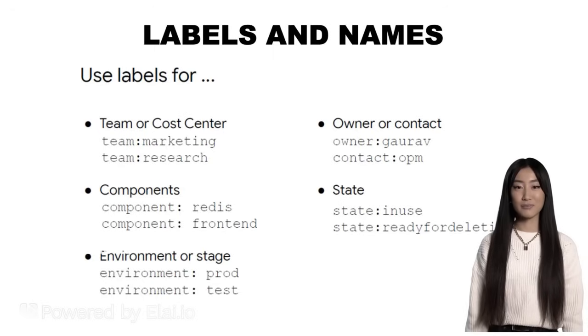You can also use labels to distinguish components. For example, Component Redis, Component Frontend. Again, it is possible to label according to the environment or the stage. You should also consider using labels to define an owner or primary contact for a resource. For example, Owner Gaurav, Contact OPM. Or add labels to your resources to define their state. For example, state in use, state ready for deletion.